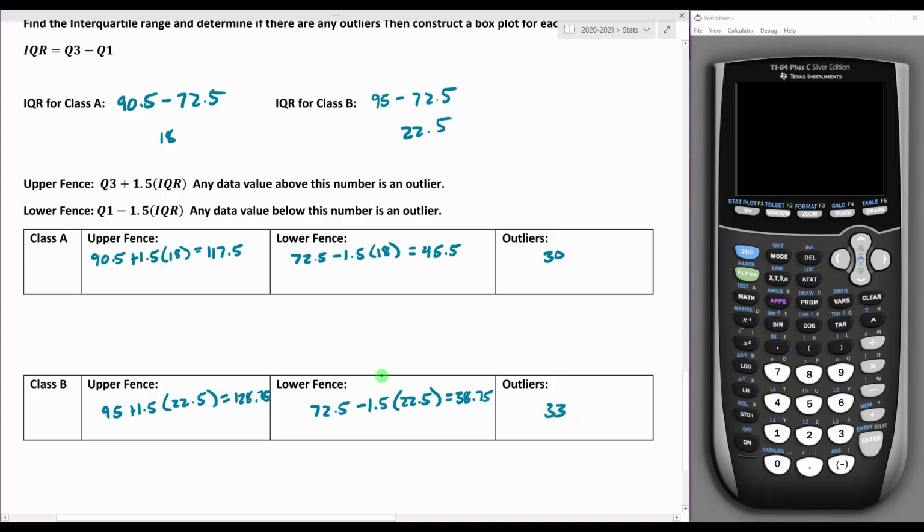So that is how you find outliers. That's how you find your 5-number summary.